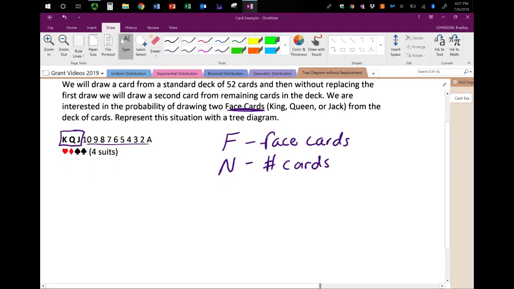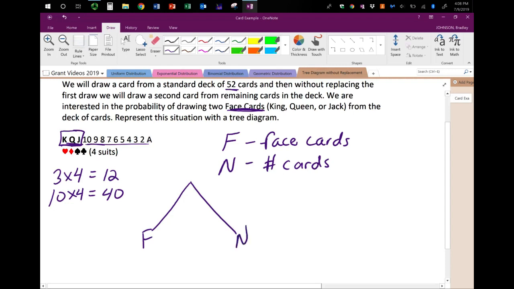Now, with the face cards, you see how there's 3: King, Queen, Jack. There's 3 of them, but there's 4 suits. So 3 times 4, really in the total deck, there's 12. And then over here, there's 10 through ace. That's really 10 times 4 gives you 40. And if you add those together, that gives you a total of 52 cards. So you can see we've accounted for all of the cards. Either we're going to have face cards or number cards. So let's make our tree diagram.